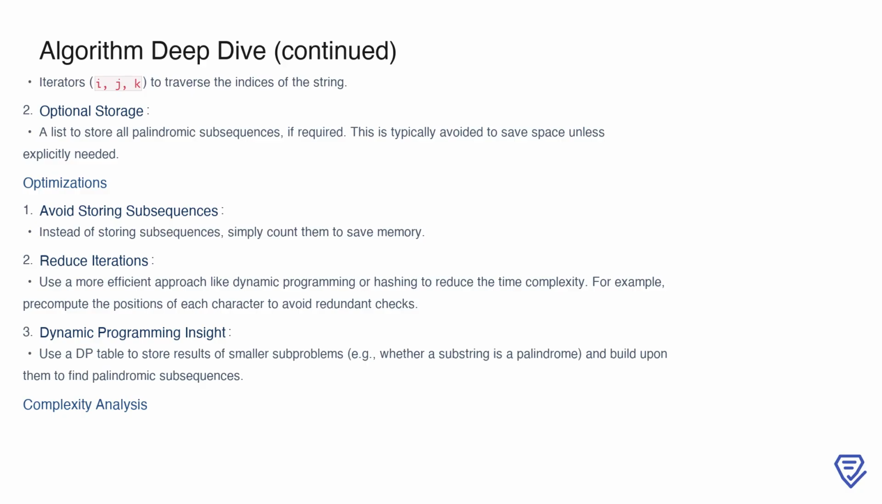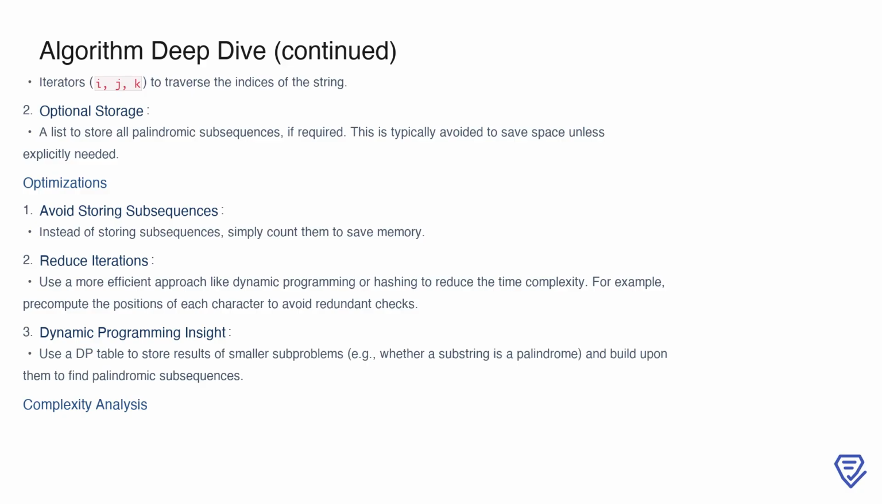For example, instead of storing all palindromic subsequences, we can simply count them. This significantly reduces memory usage. Another optimization involves reducing the number of iterations by pre-computing the positions of each character. This way, we avoid redundant checks and improve efficiency.